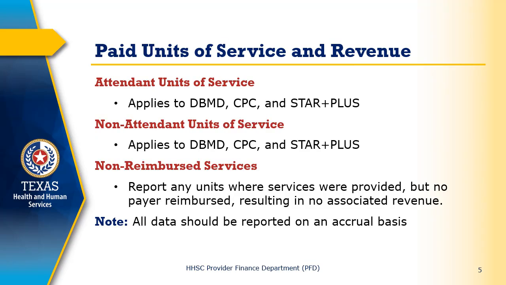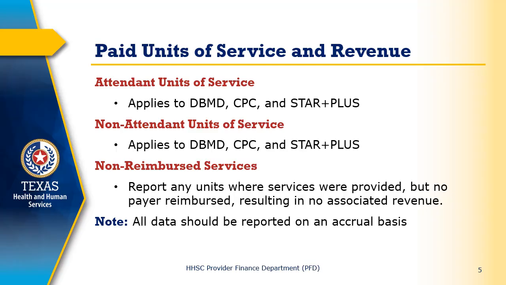Providers must review the pre-populated attendant and non-attendant staff Medicaid units of service by program and service type. Providers must enter the private pay units of service and related private pay revenue by program and service type. For non-reimbursed, report any units where an individual received services, but no payer source reimbursed the unit. Thus, there is no associated revenue at the time of service.